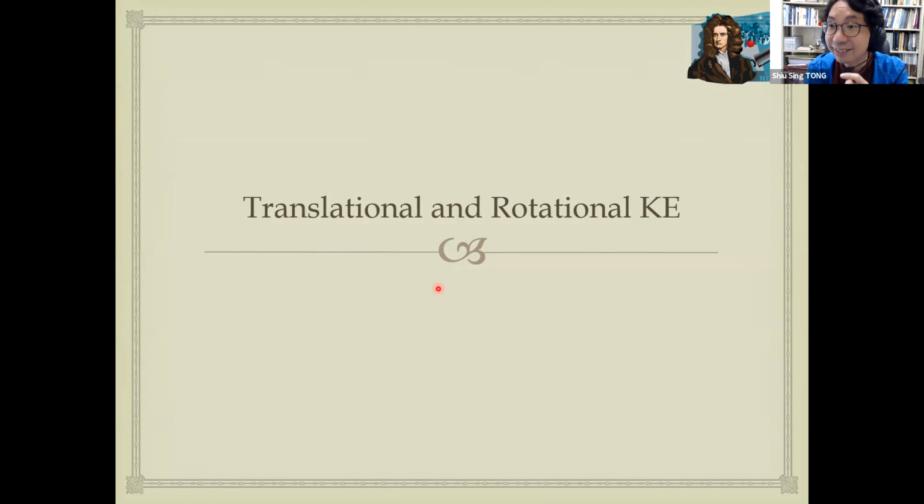We want to prove mathematically that this is possible. The separation of the two energies is possible if we are considering the rotation about the center of mass and also the translational motion of the center of mass.